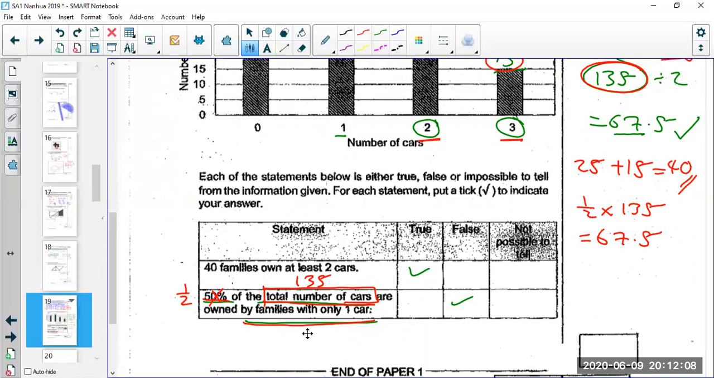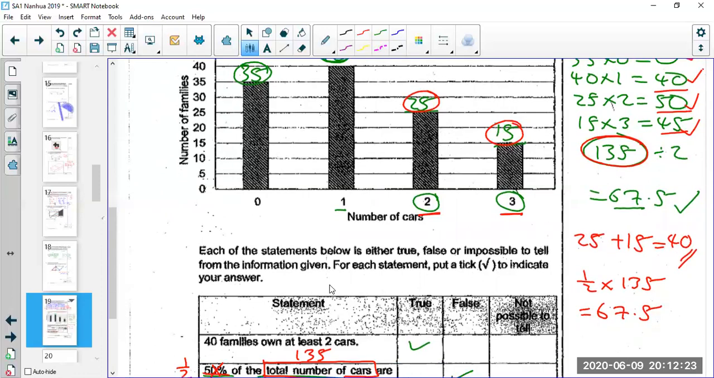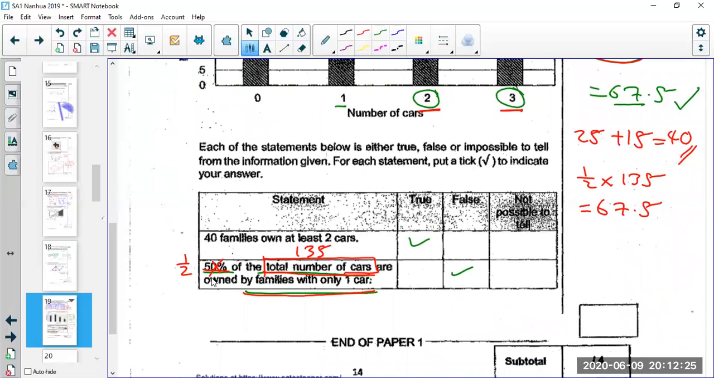Then you look at the families with only 1 car. How many cars are owned by families with only 1 car? Which is 40 families. 40 families own only 1 car, right? So how many cars is that? 40 times 1, which is 40 cars only. So is it true that half of the total number of cars is 40? Not true, right? So that's why the answer is false. Okay, why false? Because half of 135 must be about 67, but you get 40 cars only. So that is not true.